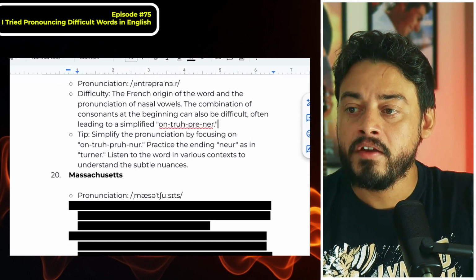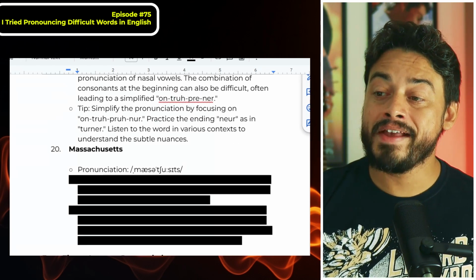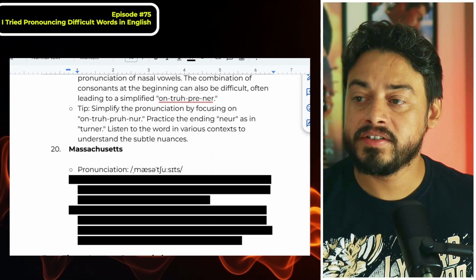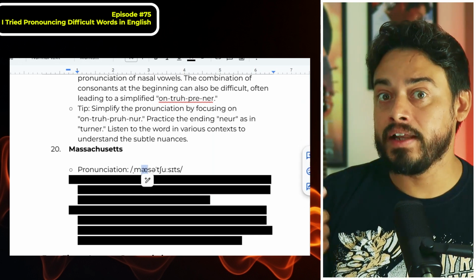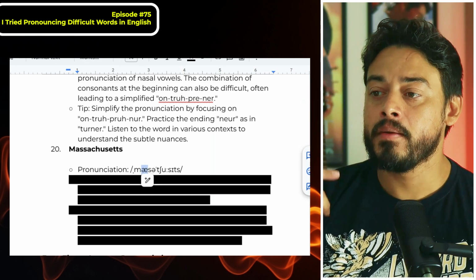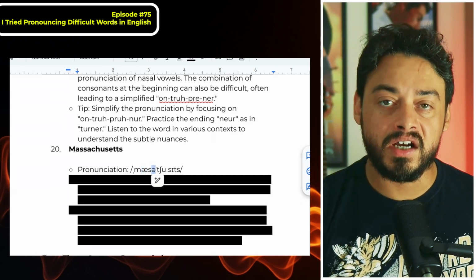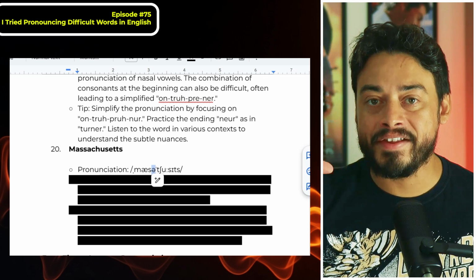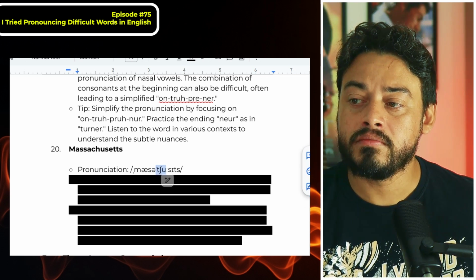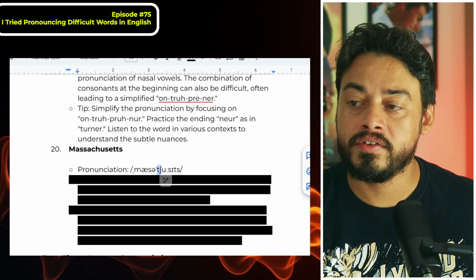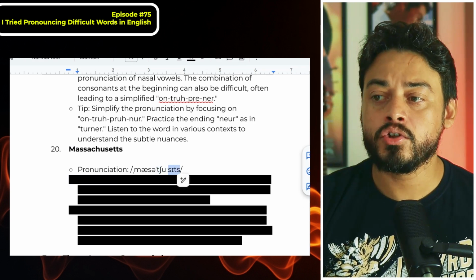All right. Finally, word number 20, we have the place, Massachusetts. Take a look. We have ma. Remember this combination is a, like an apple. So ma. Then we have the second A as a schwa sound, so it's massa. And then I have here chu. Remember this combination here is a ch sound, chu, sits. Massachusetts.